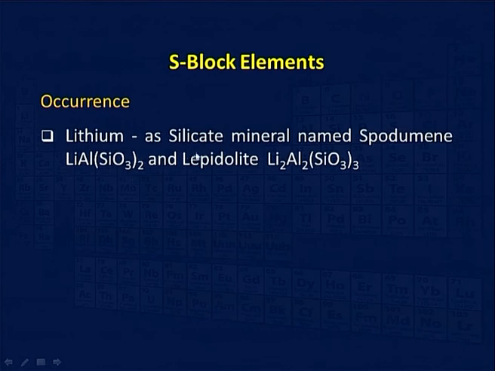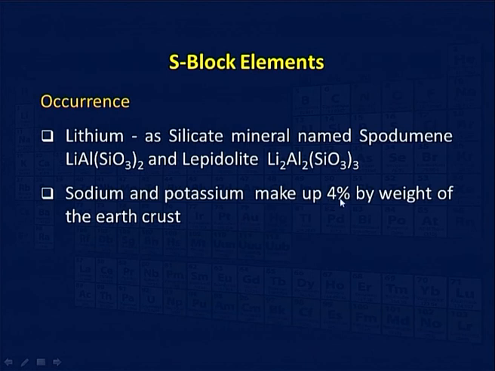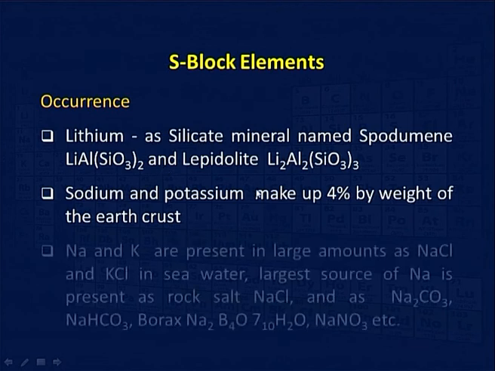Now, lithium will occur as silicate, as we have shown here, as spodumene, LiAlSiO3, and lepidolite, Li2Al2SiO3. Sodium and potassium make up about 4% of the weight of the earth crust. As you can see, we have shown you the relative abundance earlier.